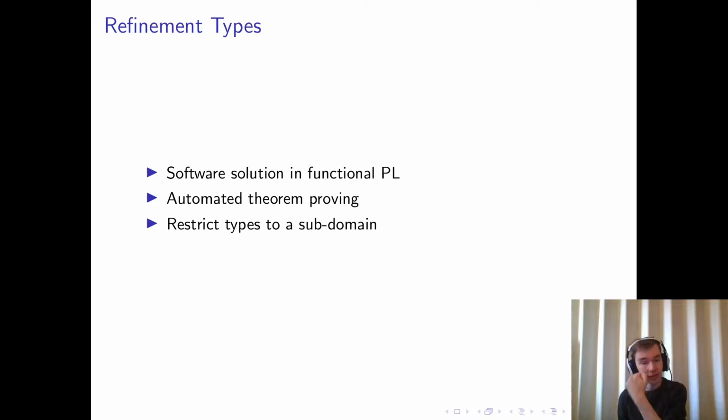Refinement types is a software verification technique that's used primarily to do things like bounds checking on array indexes or totality checks on functions. It's an automated theorem proving technique such that users need to only write small annotations on functions, if any at all, for interesting properties to be checked for their system. The annotations are just restriction of type to a subdomain.